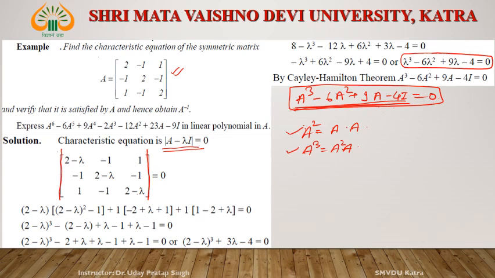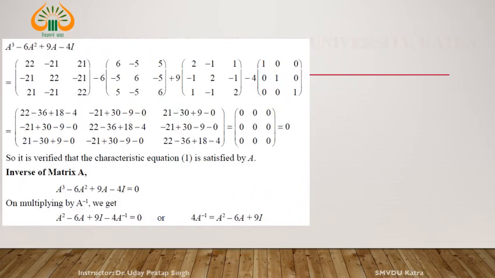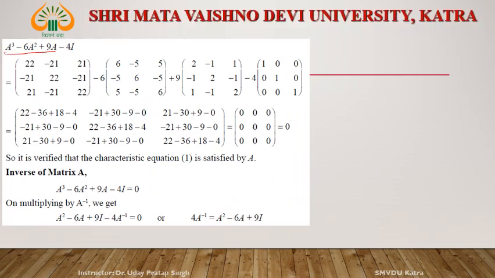Now see, what is A square? A square is A into A. Now A cube is A square into A. Now put this A cube, A square and A into the characteristic equation: A cube minus 6A square plus 9A minus 4I; A cube, 6 into A square, 9 into A, 4 into I, and solve it. It is 0 0 0, 0 0 0, the zero matrix of order 3 cross 3, right? It means this A satisfies its characteristic equation.